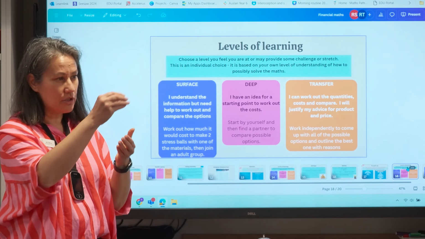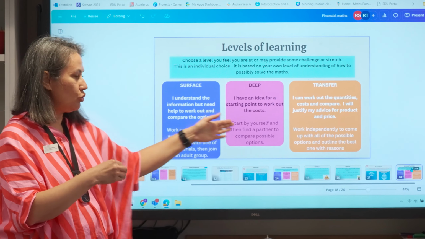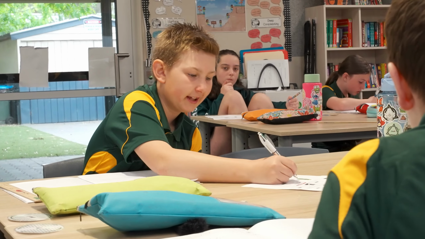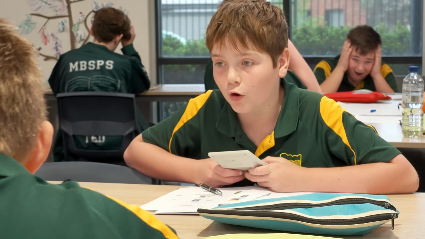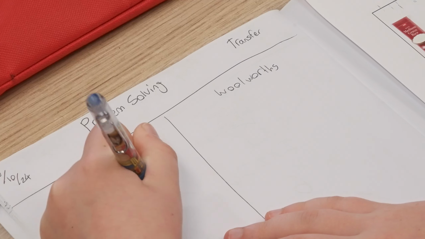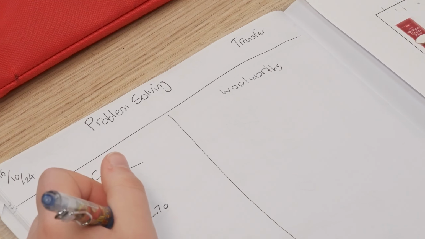The deep, you have got an idea already. So you're going to start doing some calculating, and then you're going to find a partner and compare, right, this is what I've done, what have you done? And have those conversations. Transfer, you're going to work out the quantities that you think go in there. So this is that step up of thinking.